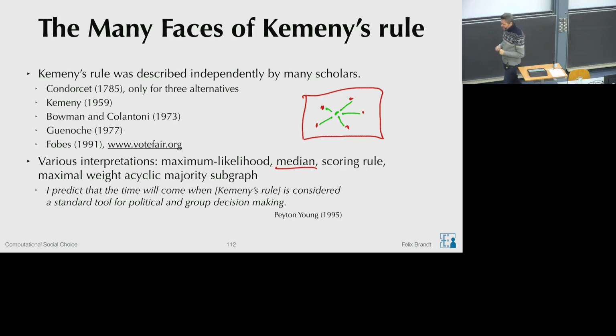So the next thing that I would like to discuss or study is how can we find Kemeny rankings given some preference profile. And maybe some of you already thought about how this could be done efficiently. So for instance, if you think about three alternatives, as Condorcet basically did, so at least the correct part of his statement here was for three alternatives, it's relatively easy, right?